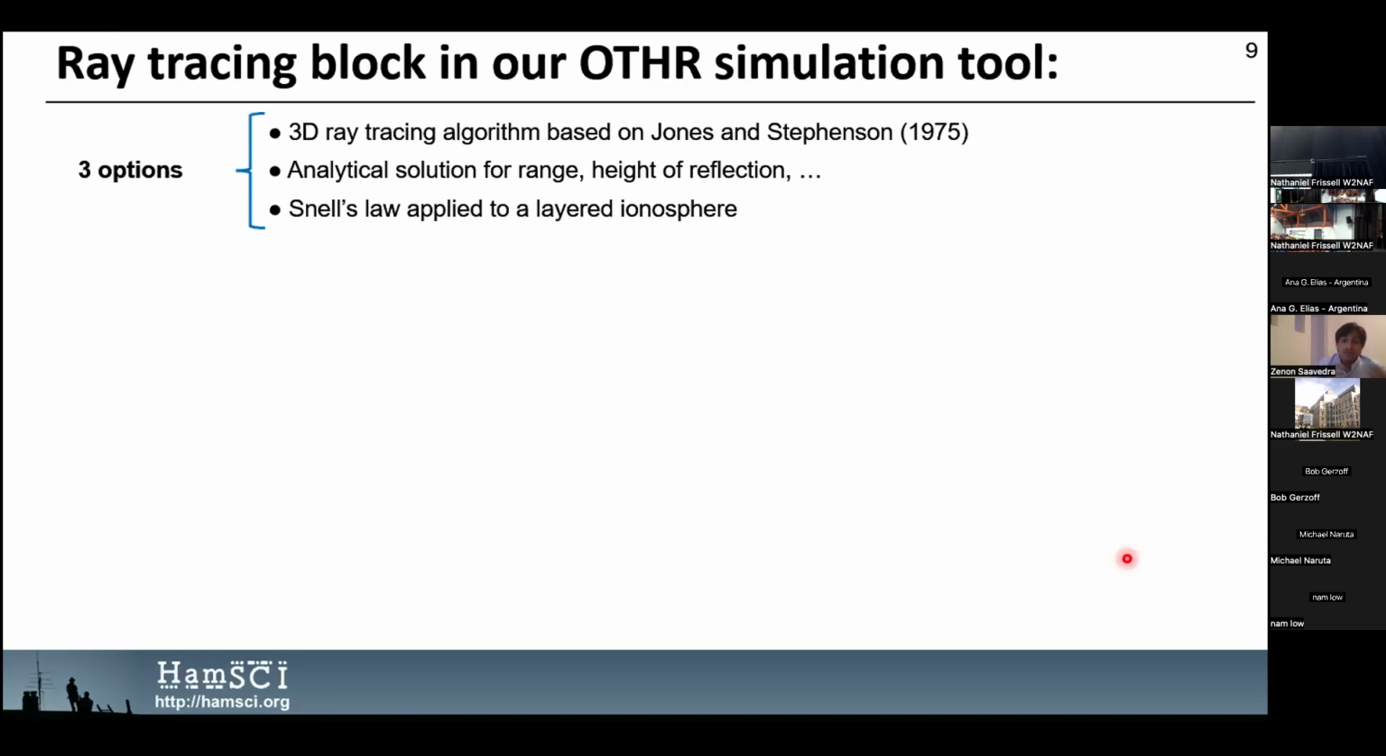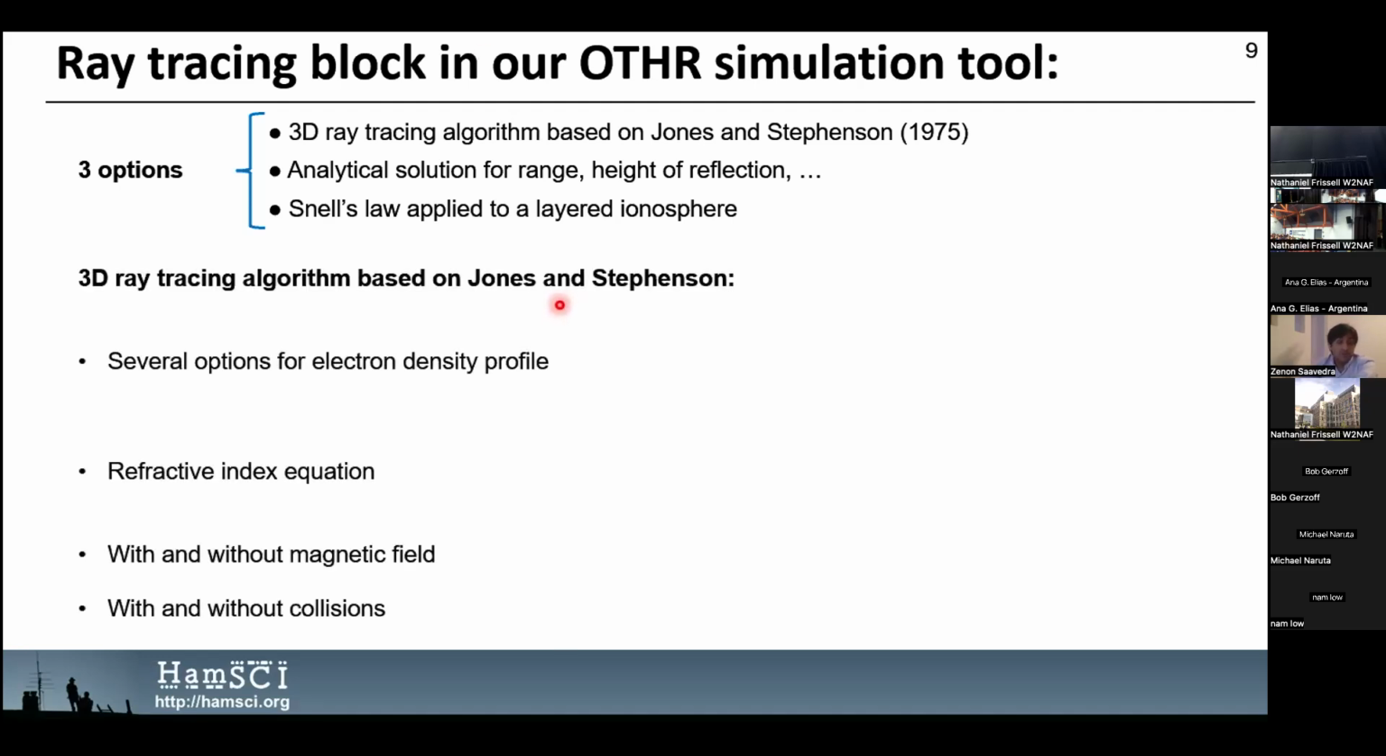The ray tracing block in our simulator offers three options to resolve this basic ray tracing equation. The first option is a 3D ray tracing algorithm based on the John Stephenson ray tracing code. The second option is an analytical solution for range. And the last, the easiest, is Snell's law applied to the layered ionosphere. The difference among these three options is the accuracy and the computational runtime.